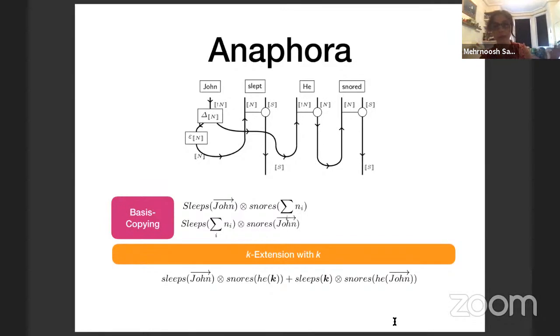So this Ni is the same as EI of previous slides. Or if you decide to just keep the basis at the side of 'sleeps', you can move a full copy of John to 'he', and you get the second line, sleeps some of an I, tensor snores John. So you get two options if you do the basis copying. In the K extension, things are much more elaborate. You don't get two options, but a sum of these two options together, which I've shown down there.